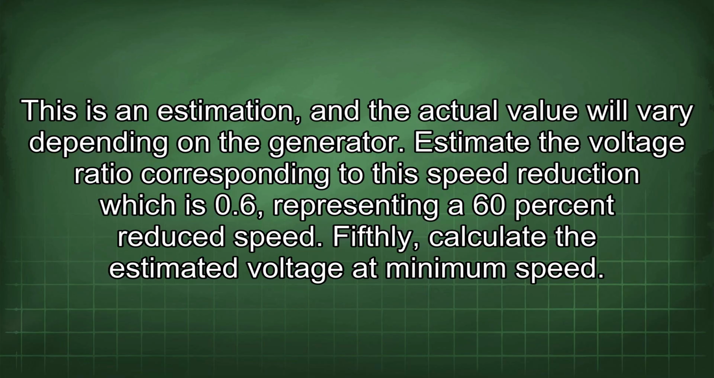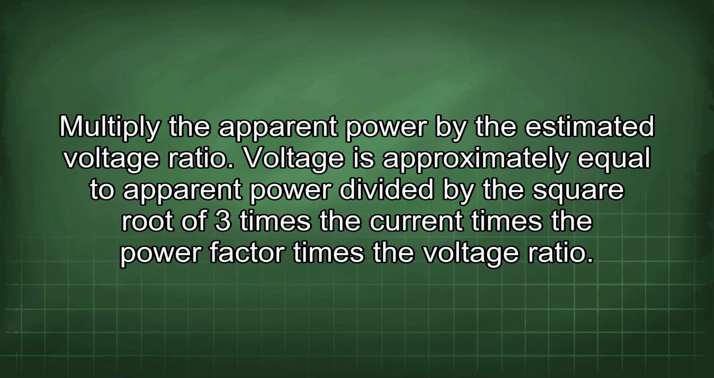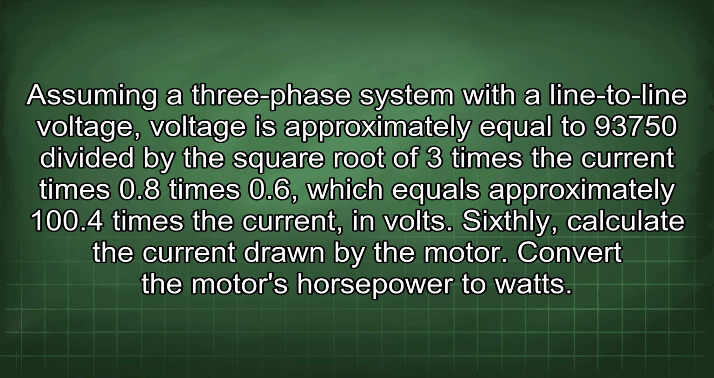Fifthly, calculate the estimated voltage at minimum speed. Multiply the apparent power by the estimated voltage ratio. Voltage is approximately equal to apparent power divided by the square root of 3 times the current times the power factor times the voltage ratio. Assuming a three-phase system with a line-to-line voltage, voltage is approximately equal to 93,750 divided by the square root of 3 times the current times 0.8 times 0.6, which equals approximately 100.4 times the current, in volts.